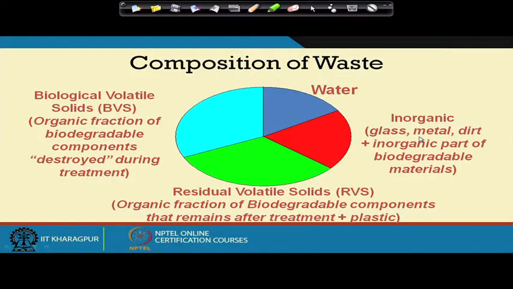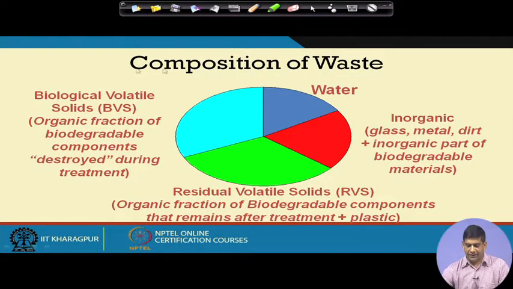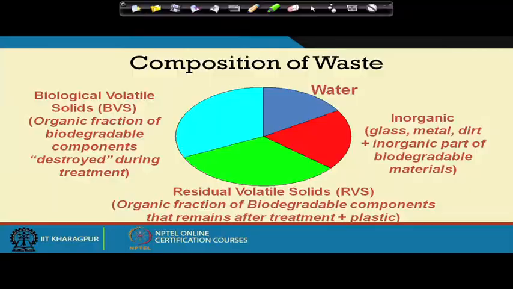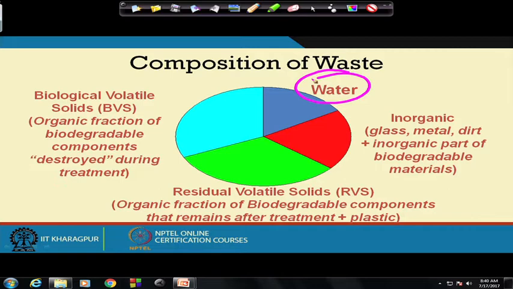You saw this slide earlier. This is a composition of waste like the one we had just a few slides back, where we had paper, cardboard, steel, metals and all those. Rather than putting the pie chart this way, if you put it in this fashion, of course there will be some moisture, which is the water present in the waste. Then we have some inorganic fraction. This red pie is our inorganic fraction, which has glass, metal, dirt and then some inorganic part of biodegradable material.